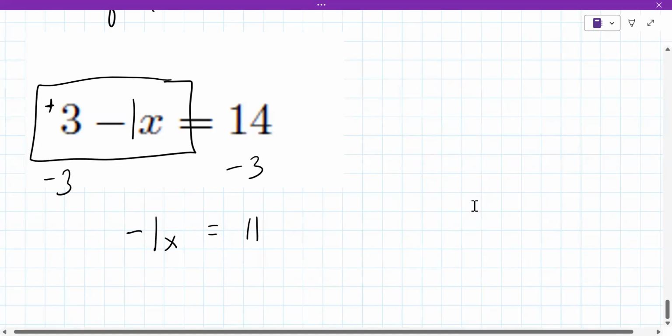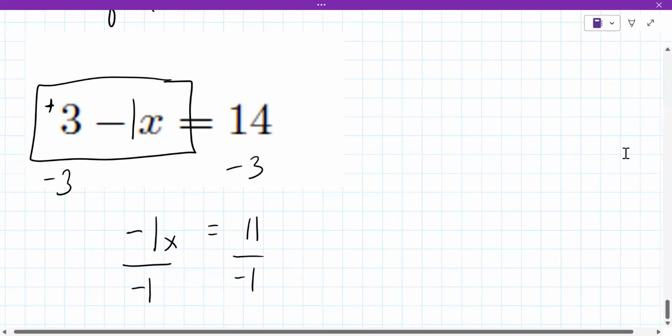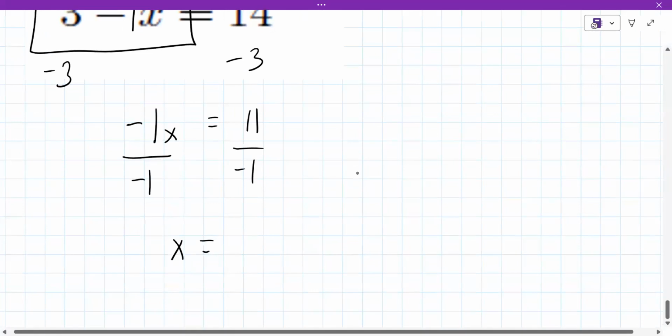Yeah. So we're going to divide now both sides by -1. You always divide by whatever's in front. Even if it's just a -1, you still divide by it. So it looks like this here, x equals -11.